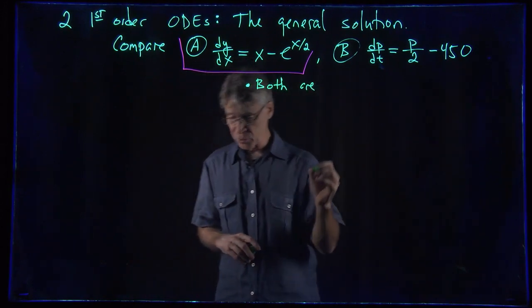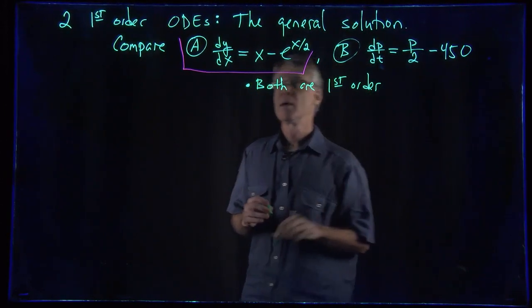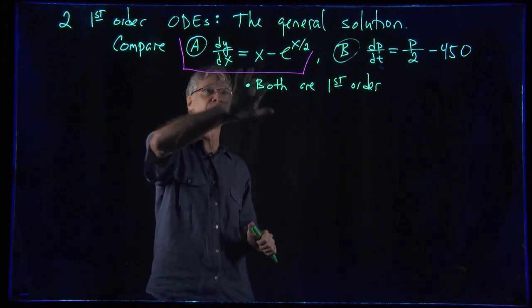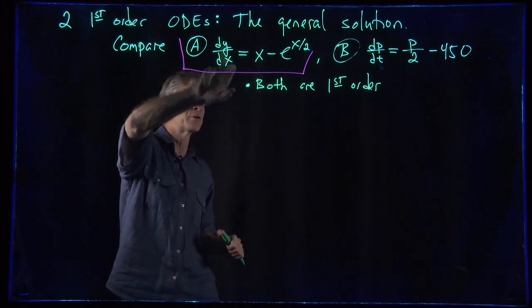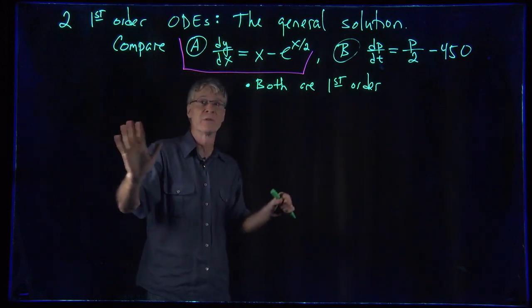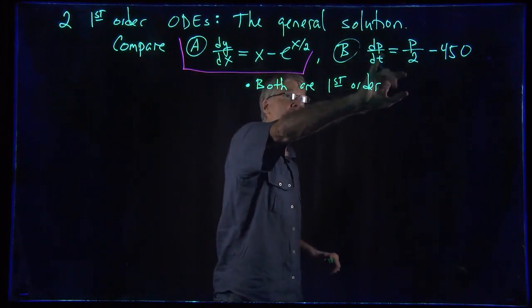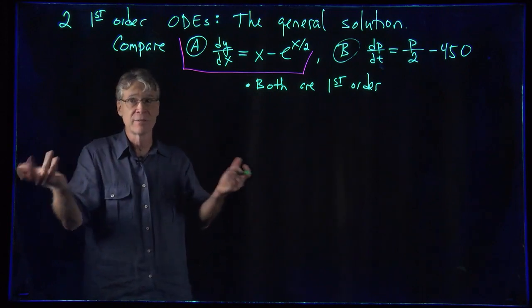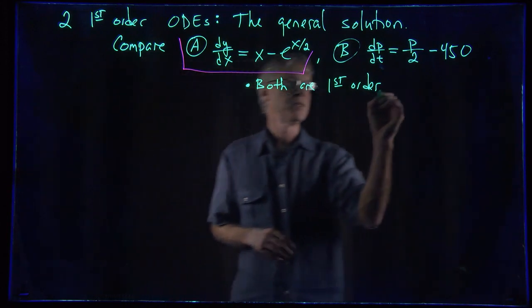Both these differential equations are first order, and that should be relatively straightforward to see. The independent variable is x, the unknown function is y, and there's a first derivative of y with respect to x and no other derivatives. So this one is definitely first order. Same thing here. This one is definitely first order because the only derivative we see is dp/dt, the first derivative of the unknown function p as a function of t.